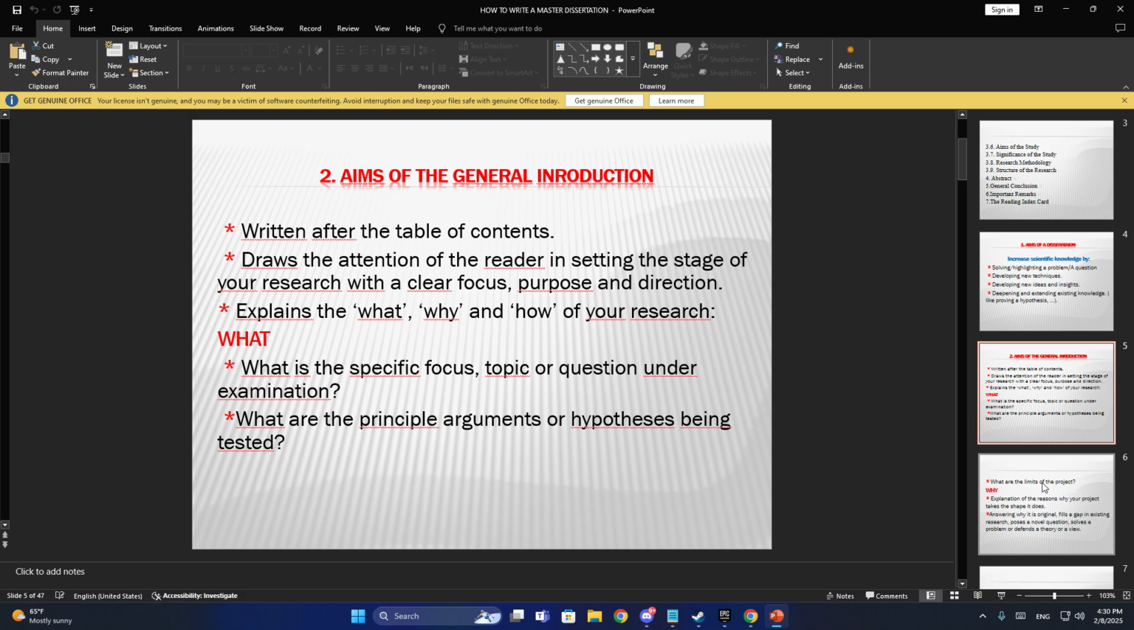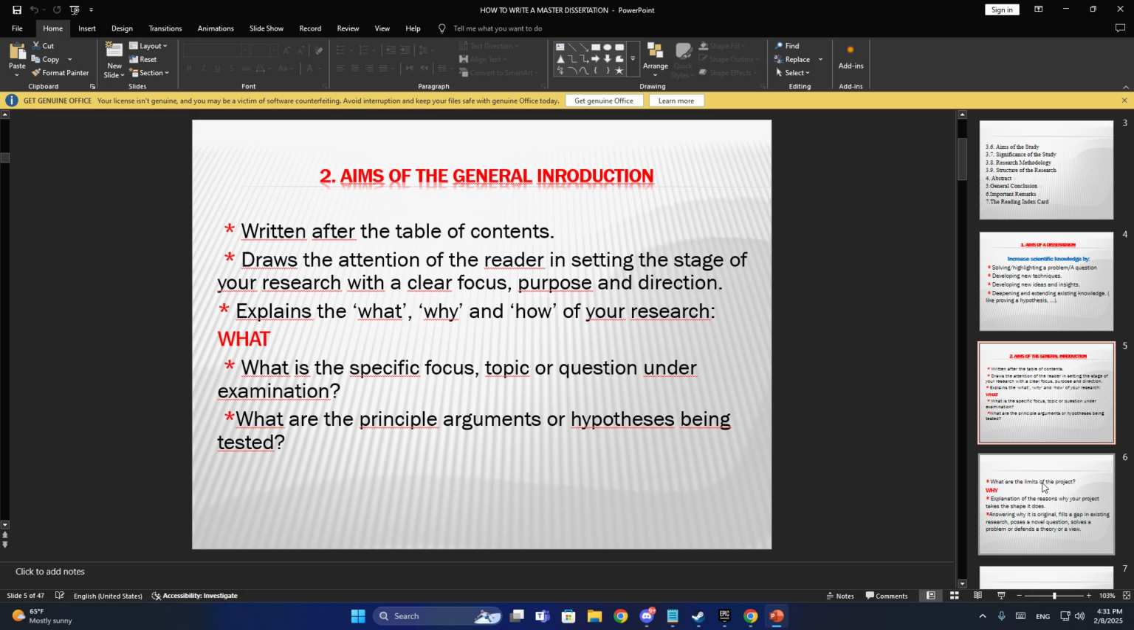We mostly write the general introduction after the table of contents, okay? It draws the attention of the reader, setting the stage of your research with a clear focus, purpose, and direction. It explains the what, meaning what you are doing in this dissertation; the why, meaning you are answering the motives, for example, in order to fill a gap in knowledge, or to highlight a problem, or to prove a theory; and the how, which is the methodology you are following in your research.